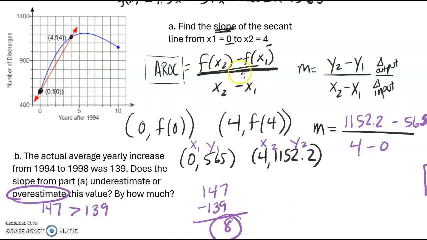And that's how you would find the slope of the secant line, or you could say the average rate of change from 0 to 4 on this function f.